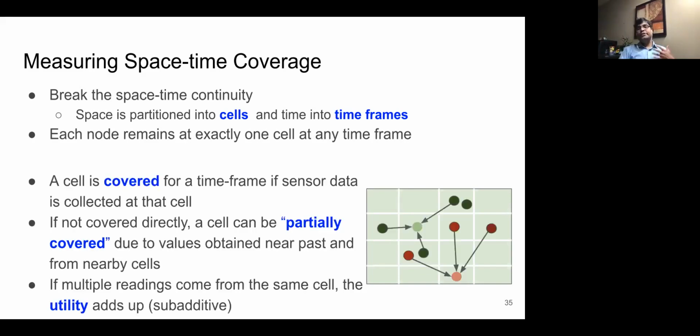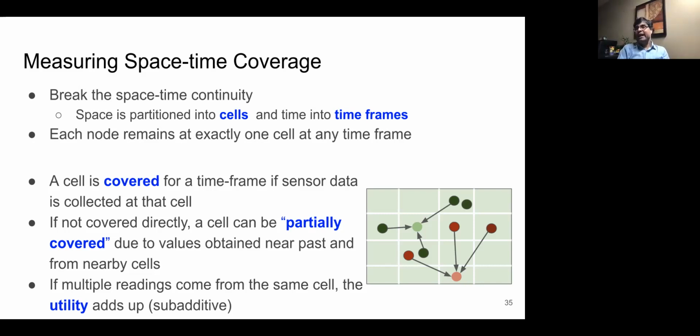Okay, so then we introduce a notion called coverage. The coverage means that in a certain cell, I have a node where collection is happening, right? So if there is a sensor in a certain cell and that sensor is collecting data, that cell is covered, obviously, because someone is collecting data from that particular location. But a cell can be partially covered also. What does partially covered mean?